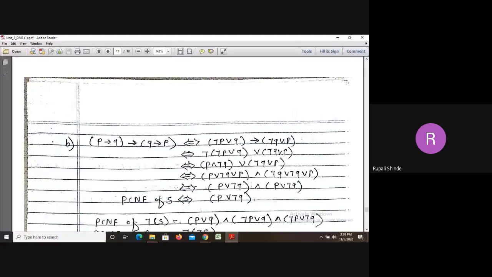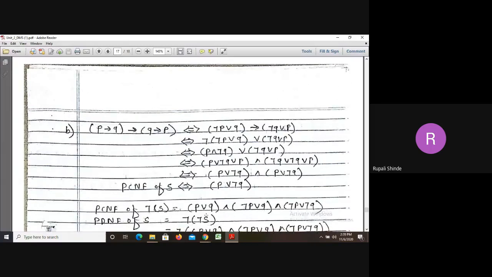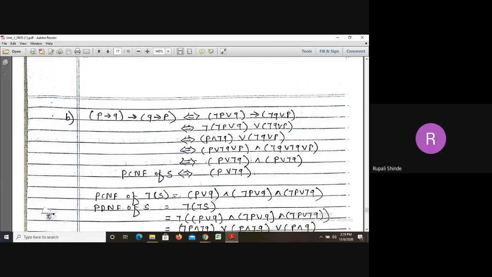So now how can we obtain the PDNF? Again we have to think about what the missing terms are here. Now in the PCNF there is one term, so how many terms will there be in the PDNF? There will be 3 terms. So which are the missing terms? P or Q, negation P or Q, and negation P or negation Q. These are the missing terms.